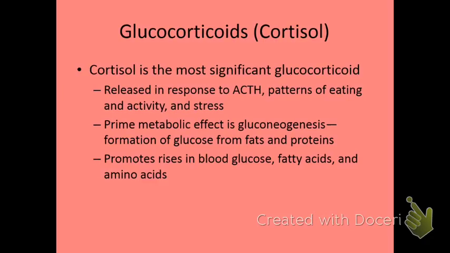Cortisol is the most significant glucocorticoid. It does the most with the glucose. It promotes the rise in the blood glucose. It helps us to utilize our fatty acids and amino acids in energy production. So we have gluconeogenesis, which is the formation of glucose from fats and proteins. Now we take that glucose and we put it back into the glycolysis pathway, then through the Krebs cycle and ETS, and we get a lot of ATP out of that system.